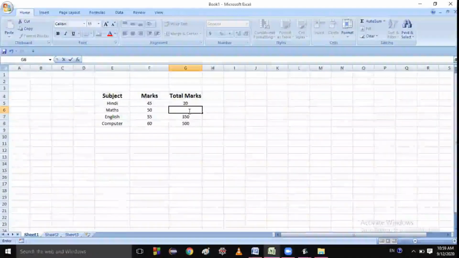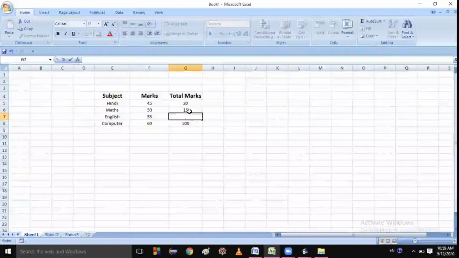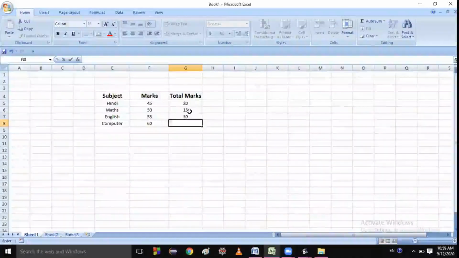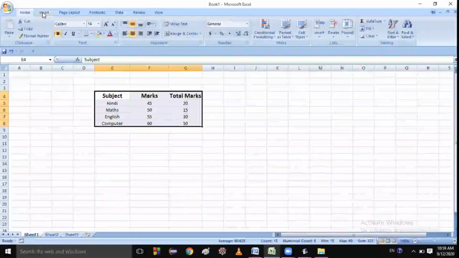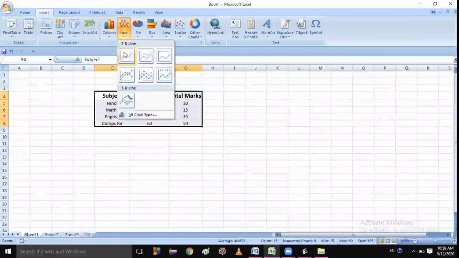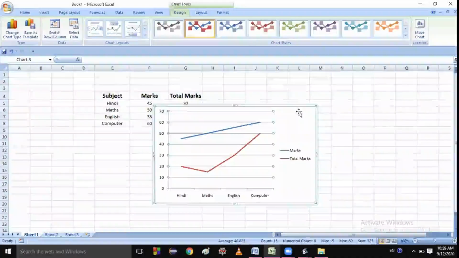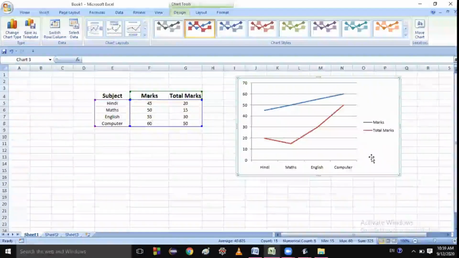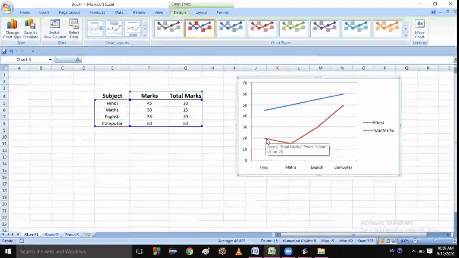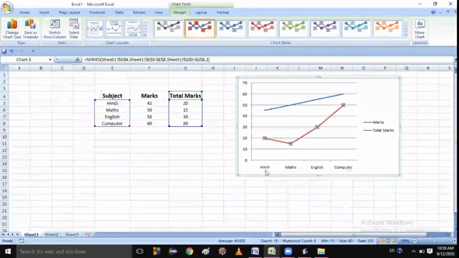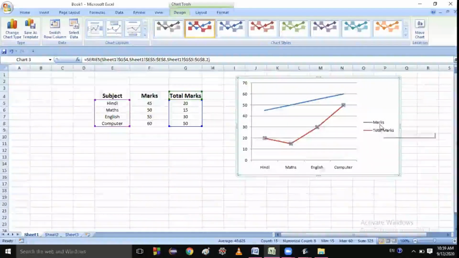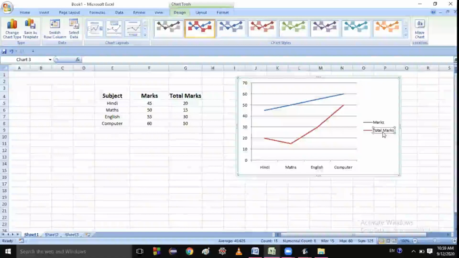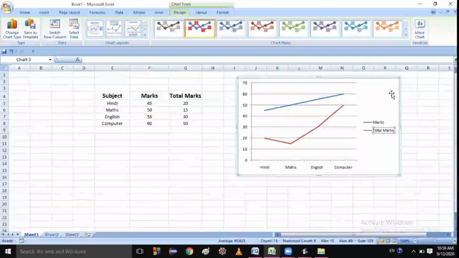then I'm writing here 15, then I'm writing here 30, then 50, and then you will see the marks graph. If I plot a line chart, just see here. If you click here, you see this 20 in front of Hindi and maths got 15. And this line shows you the other marks. So this is the legend, marks and total marks showing in the legend.